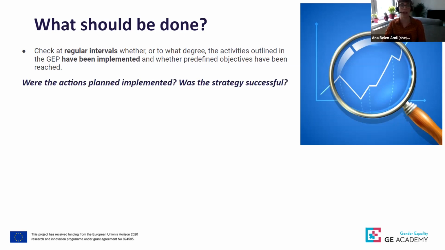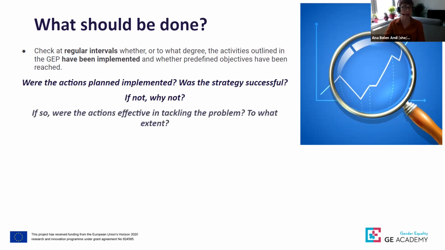So basically what we're looking at during the monitoring is, were the actions that were planned implemented? Was the strategy useful? If the actions were not implemented, why not? Which were the resistances? Which were the obstacles? And if they were implemented, were the actions effective in tackling the problem, and to what extent? So the first one is a yes/no question, and the next one is more about how much this action actually helped.